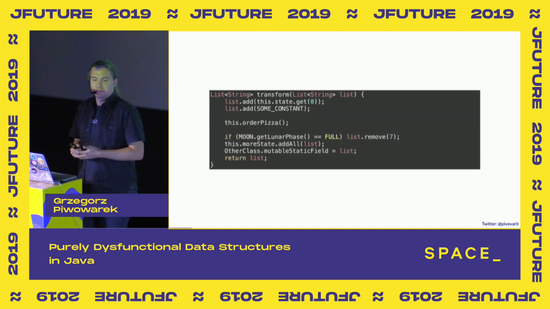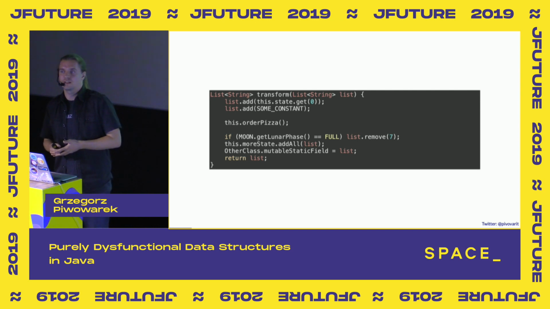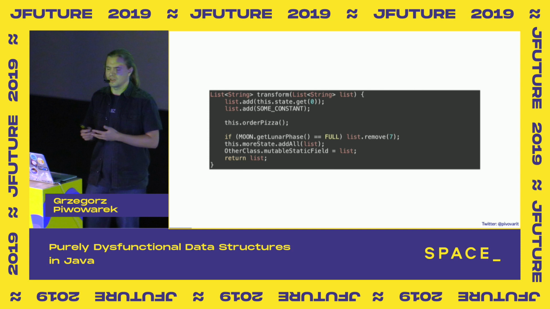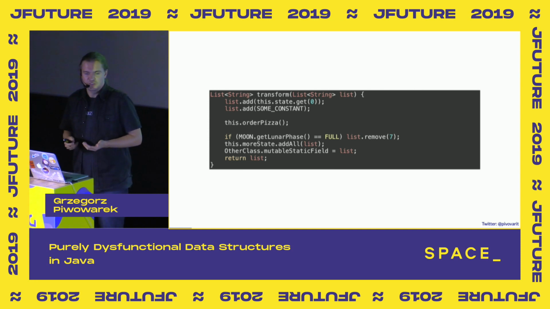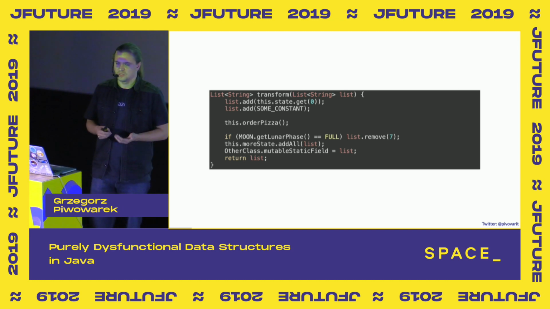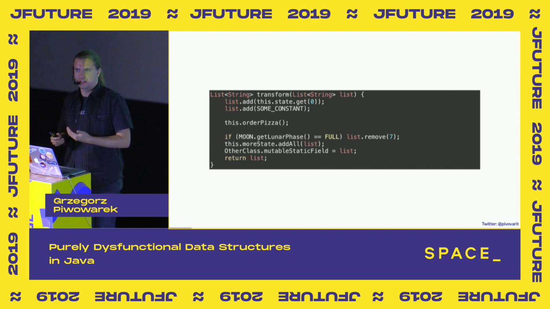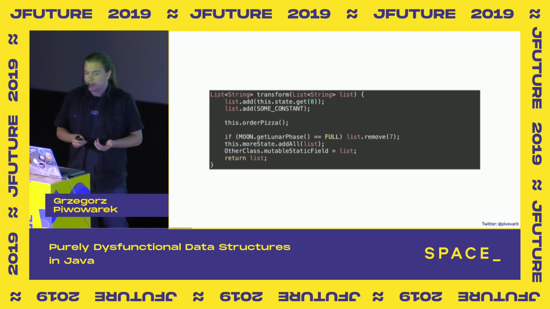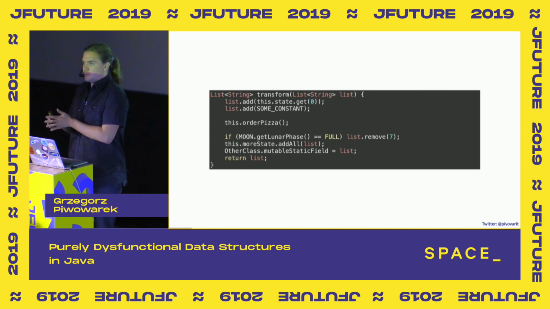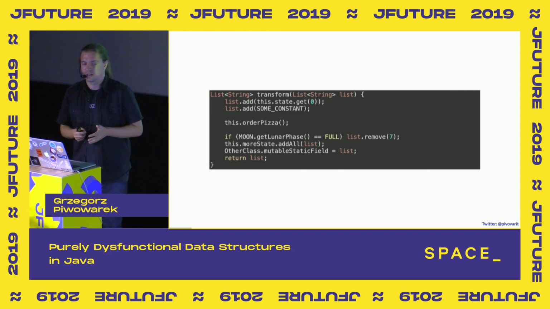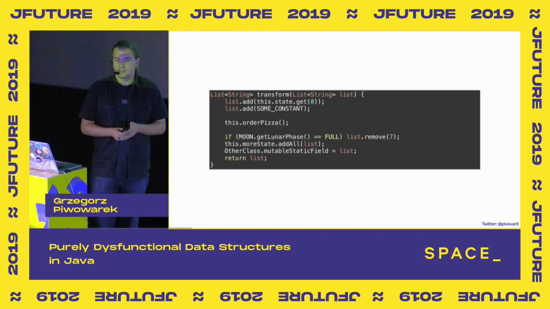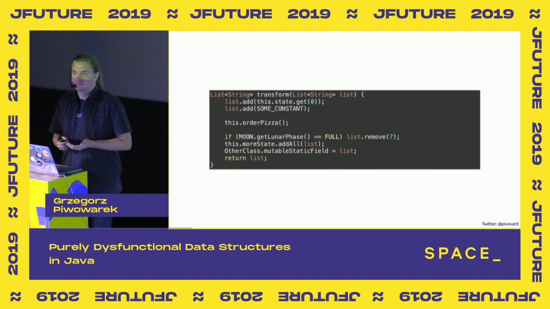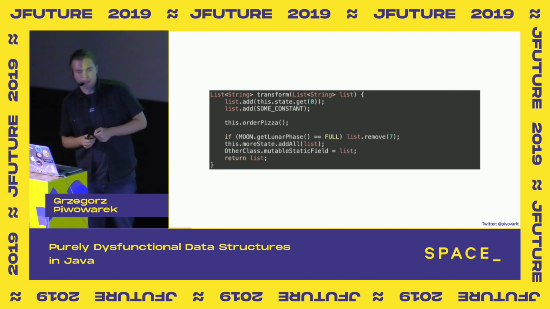As you can see, it turns out that first we take the input list and we add some element taken from some internal state of this class. Then we add some constant into it. We order a pizza, and if there is a right lunar phase, we remove some elements. Then we add even more elements. We add those elements from this list to some other shared object, and then we mutate some static field, and finally we return the list. So I hope you didn't expect that.